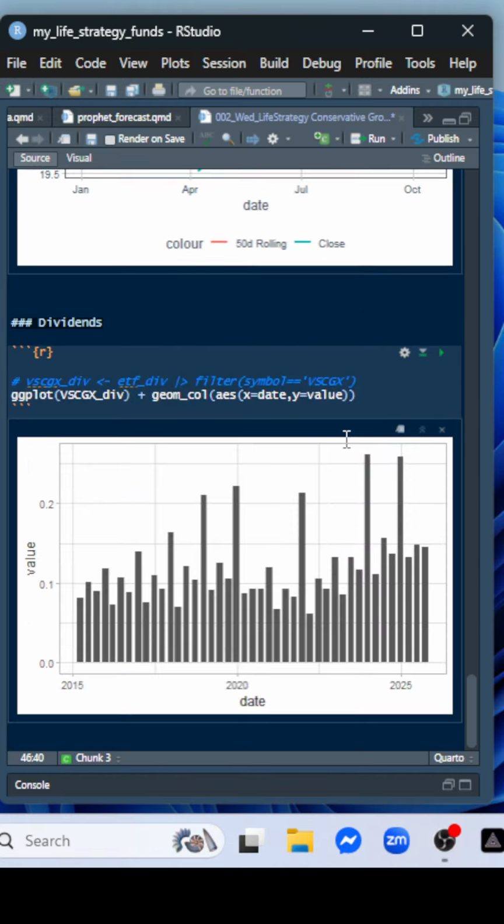Finding dividends, nice consistent paid dividends. The last two dividends are about 15 cents a share. Okay, so there you have part one.